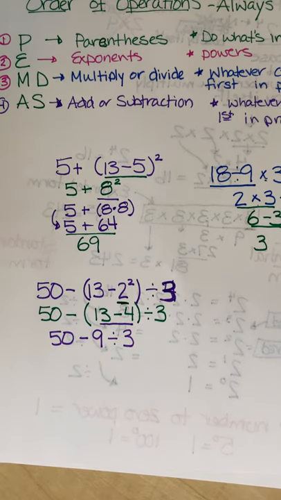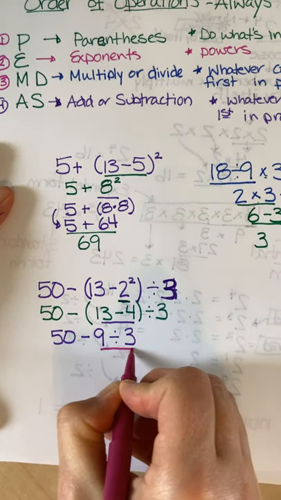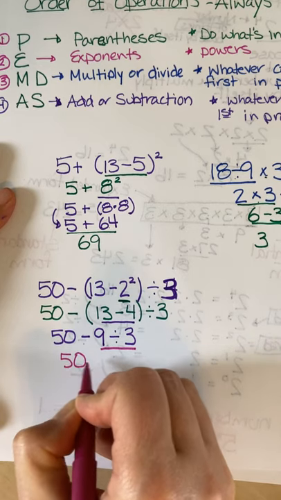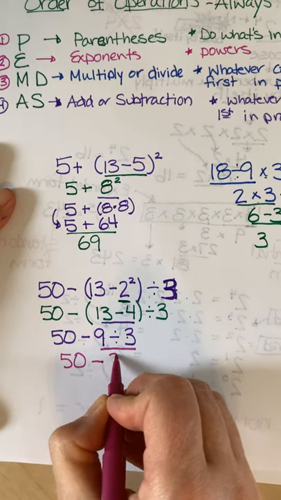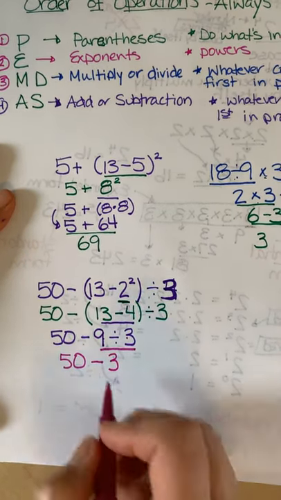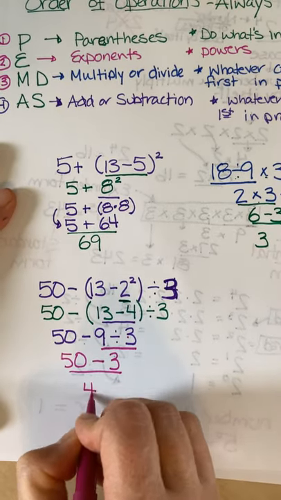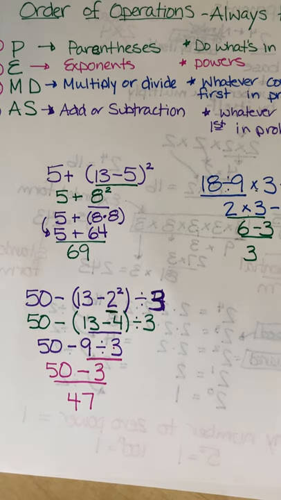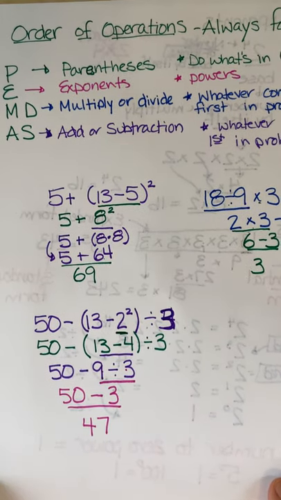Now comes the part where most people make the mistake. It sounds silly, but this is where most people go wrong. You have to divide before you can subtract. So this would be 50 minus 9 divided by 3 is 3. My answer is going to be 47. So that gave us an overall look at exponents and order of operations.